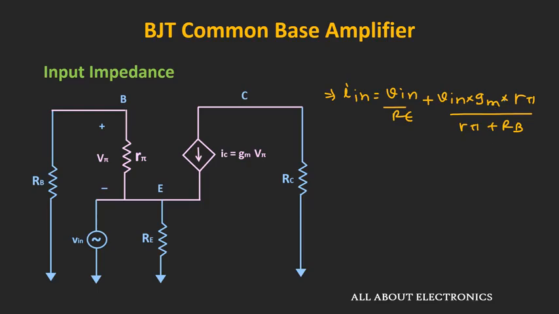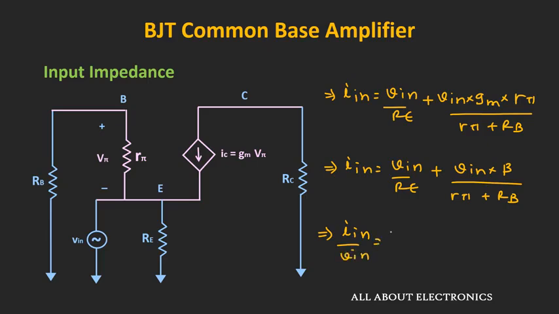Now we know that this Gm times R pi is equal to beta. That means current In is equal to V in divided by Re plus V in times beta divided by R pi plus Rb. That means current In divided by V in, that is the 1 over input impedance, is equal to 1 divided by Re plus 1 divided by R pi divided by beta plus Rb divided by beta. So here basically we have divided the entire expression by beta.